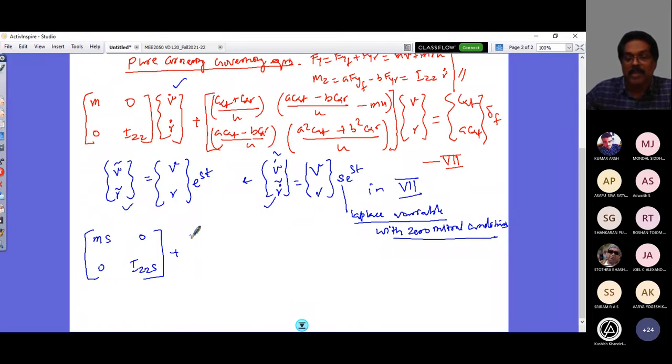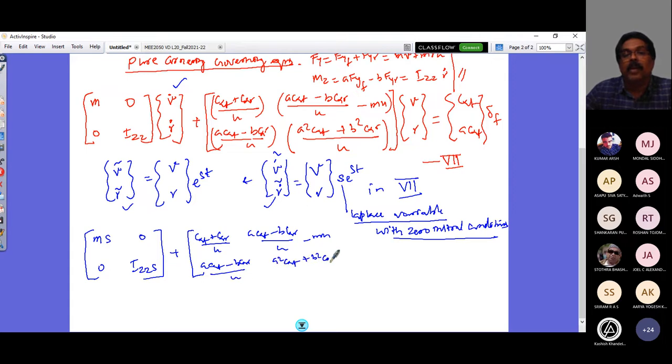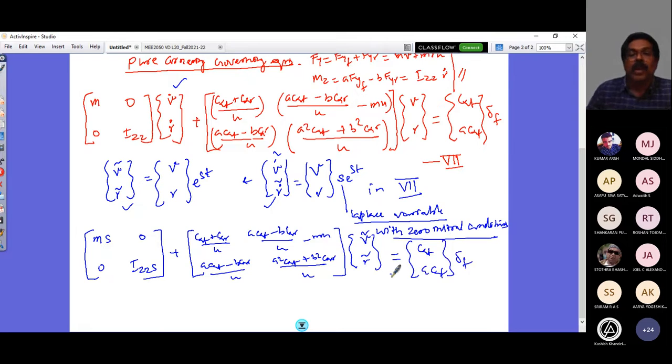When I put that here, I will have the same matrix as before: C alpha F plus C alpha R by U, and A C alpha F minus B C alpha R by U minus M U, then A C alpha F minus B C alpha R by U, and A squared C alpha F plus B squared C alpha R by U, into this V R e raised to st. That's nothing but V R. On the other side of the equation, it's going to be C alpha F, A C alpha F, into delta F.